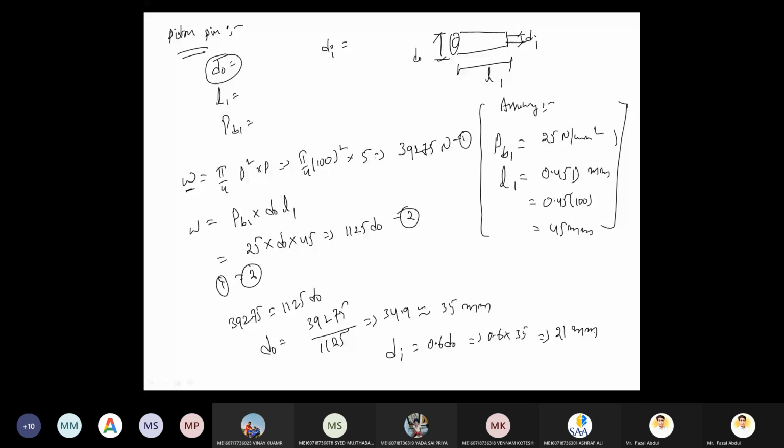Whether these parameters lie under the safe condition or not, we need to check. For checking purposes, the permissible limit is given for the bending stress value: bending stress is given as 140 megapascal. Now I am calculating sigma b separately and comparing it with this value.